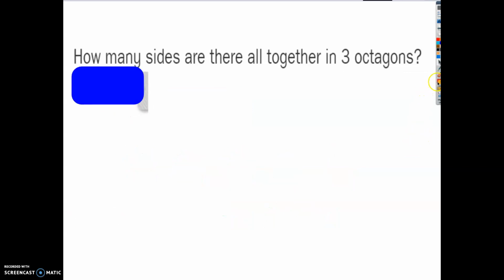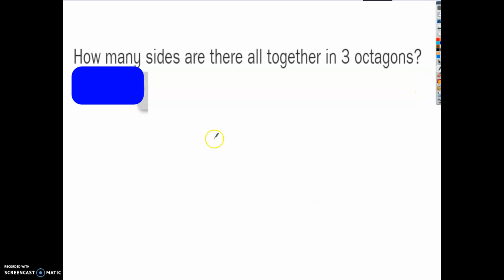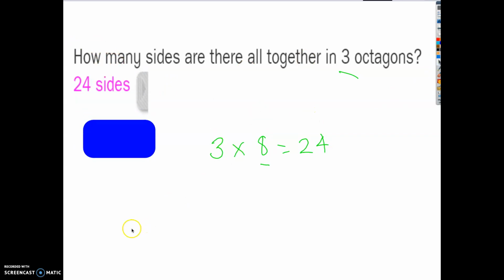One more, octagons. How many sides are there in three octagons? Well, this time I'm not going to draw a picture, but let's think about octagons. How many sides are there on an octagon? There are eight. So my number model is going to be 3 times 8. You feel free to draw octagons on your board if you want to. Totally up to you. But since I know that there are 3 octagons and an octagon has 8 sides, 3 times 8 is 24. So there are going to be 24 sides altogether in 3 octagons.